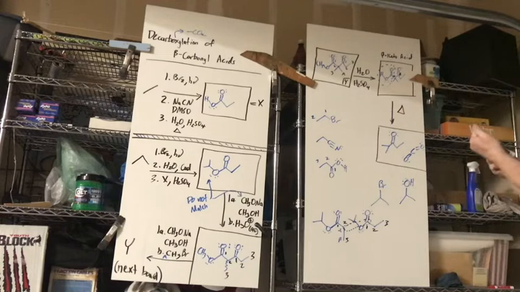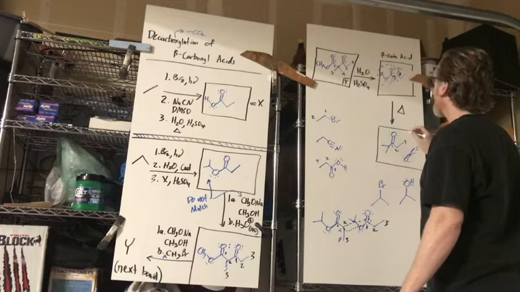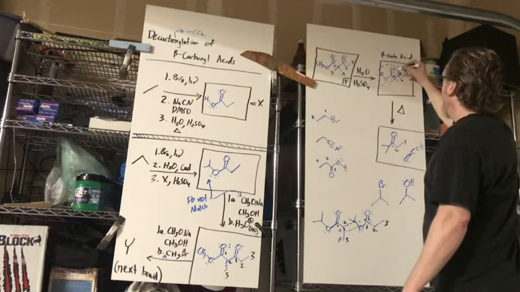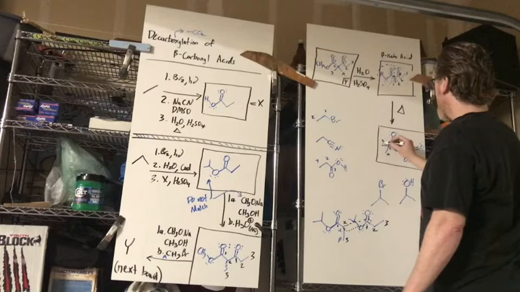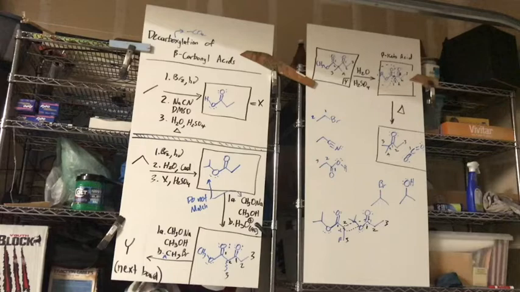So let me make sure I didn't lose any carbons here. I should have my 1, 2, 3 from the original, you know, 1, 2, 3 there. And then I had a 1, 2, 3A, huh? What do I have over here? I've got the 2, the A, and the 3. Oh, and that's the one from the carboxylic acid, huh? Kind of a weird one, how it pops off like that.